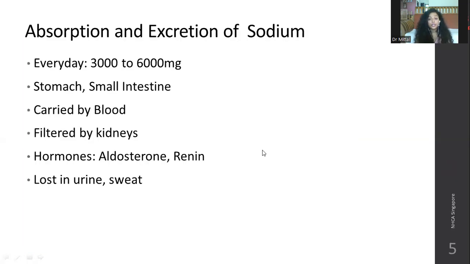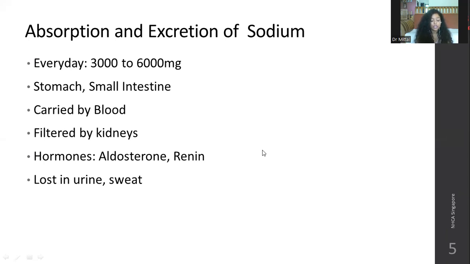Next, coming to the absorption and excretion of sodium. Every day you require around 3000 to 6000 milligrams of sodium through your food, juices, or whatever you take. It's usually through table salt. Even fruits and vegetables naturally contain sodium. All the fruits and vegetables naturally contain certain quantities of electrolytes, which come from the soil. But 3000 to 6000 mg of sodium has to be maintained for optimum health. The absorption of sodium takes place in your stomach as well as in your small intestine.